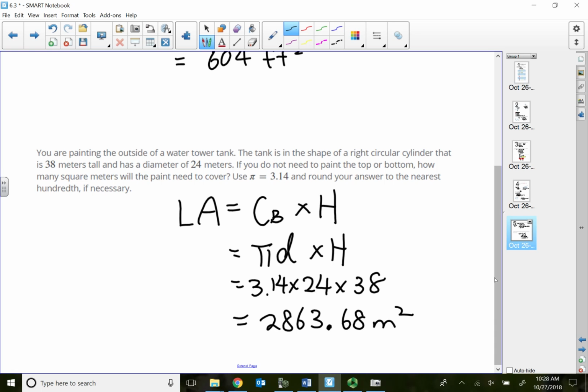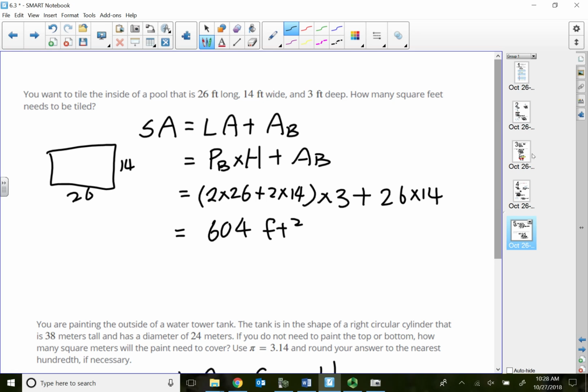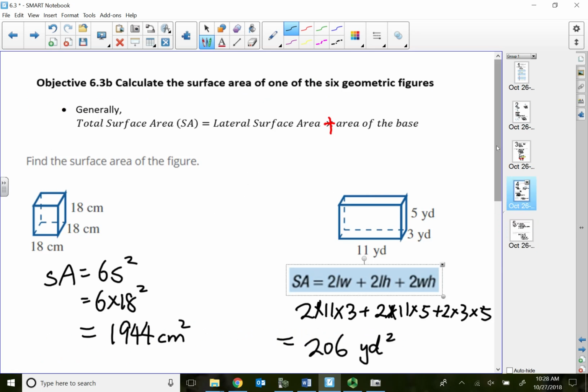All right, so in this lecture video, we talked about total surface area, and we also included a couple of examples where we use a general formula. It's the lateral surface area plus the area of the base, and it depends on how many bases you have or how many bases you need.